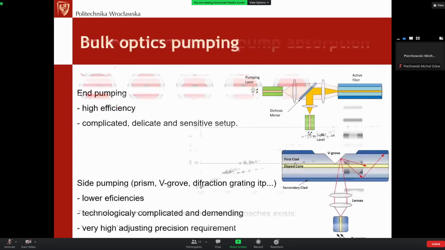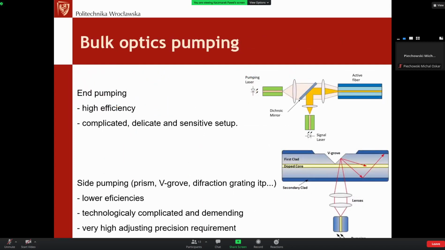Okay, so the next point is how to introduce the pumping light and our signal light to such a double clad fiber. A couple of different bulk optics schemes were developed at first, especially regarding high powers applied to these structures. So bulk optics was the first approach and the safest one regarding the heating and other issues which can appear if you are using high optical power with extremely small areas.